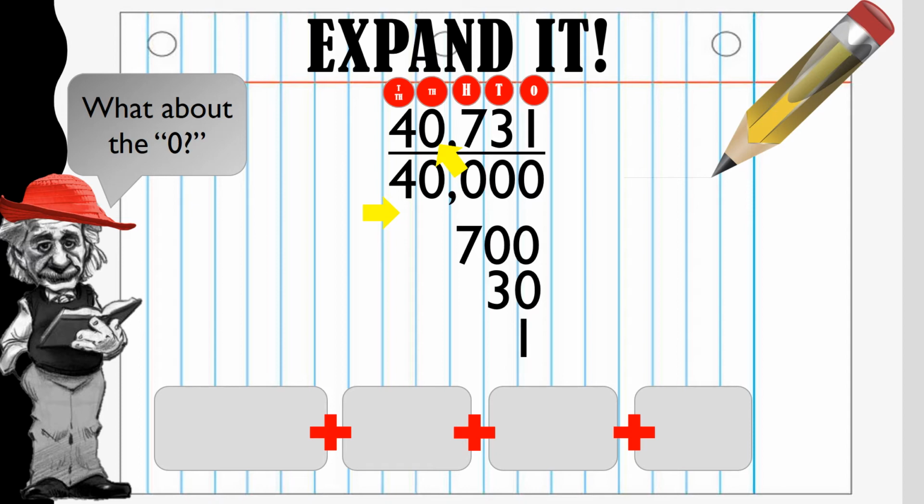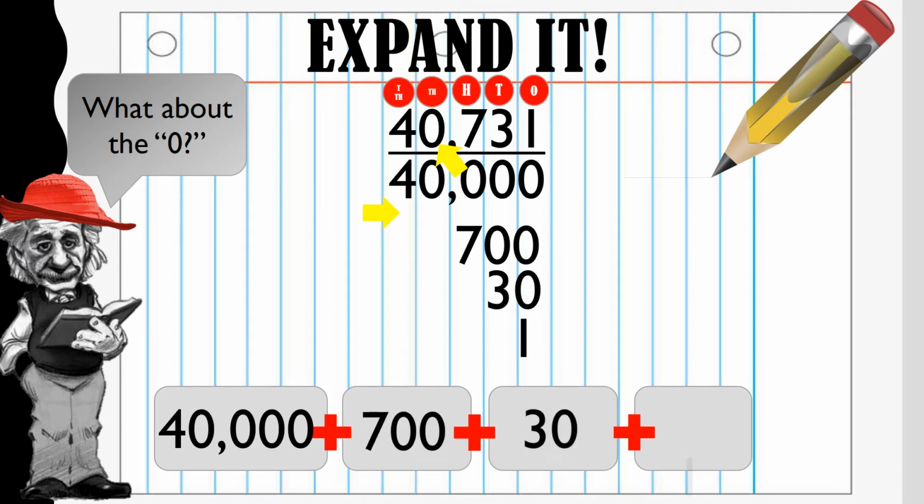So I didn't put anything for the thousands place because we call that a placeholder. That 0 is very important because it lets us know there are 0 thousands, and it keeps the 4 in the 10,000s place and the 7 in the hundreds. But we don't actually need to put it into our addition sentence when we expand it, because adding 0 to anything is still going to be that number. So here for our expanded form, we have 40,000 plus 700 plus 30 plus 1.